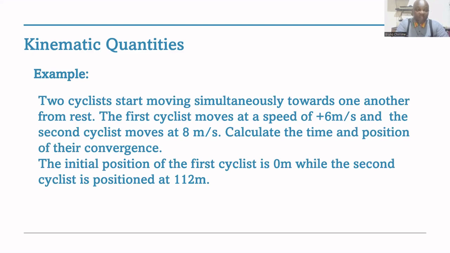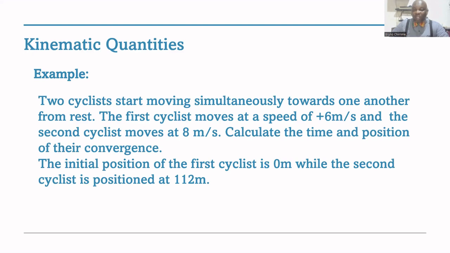And the second cyclist moves at a velocity of minus 8 meters per second. Now calculate the time and position of their convergence. That means the time when they meet or they cross one another. So we are told that the initial position of the first cyclist is 0 meters, while the second cyclist is positioned at 112 meters. So we have data here.